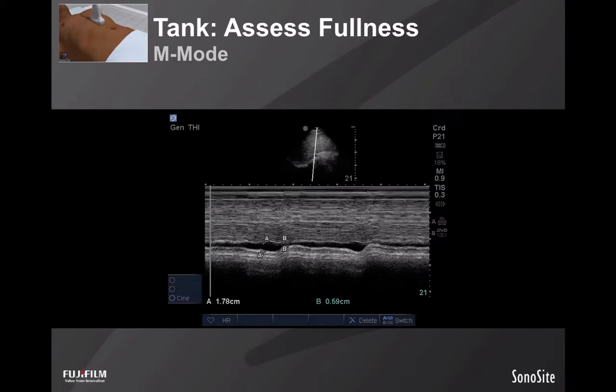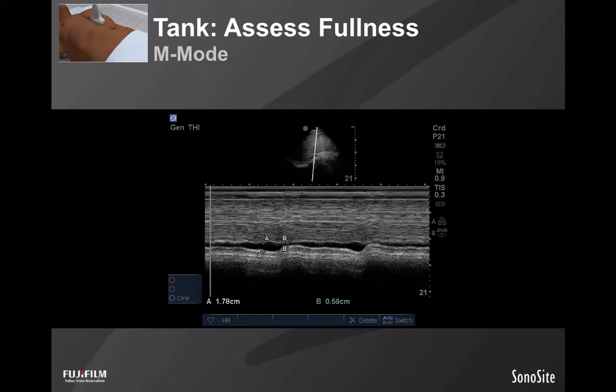Here we are performing M mode or motion mode to give us a graphic representation of the changes of the IVC as the patient breathes. The ultrasound machine translates motion along the M mode cursor and draws the changes over time. The wavy black line in the center of the M mode tracing is our IVC.